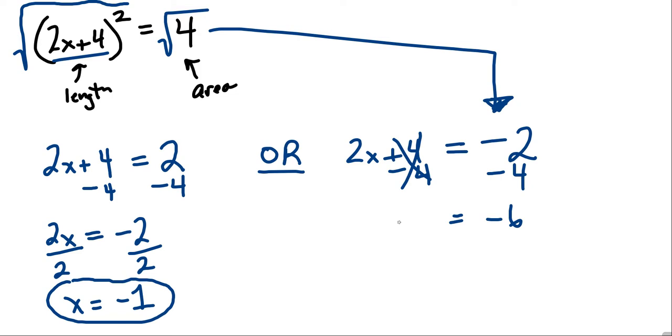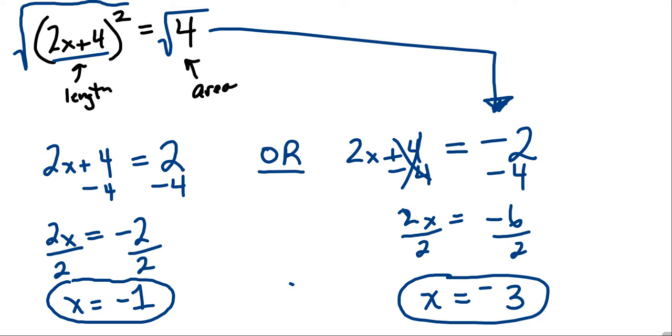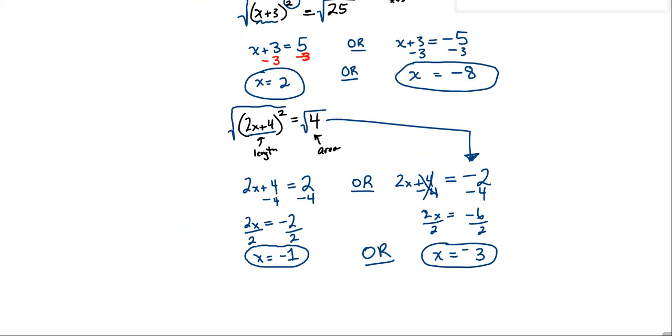And this is going away. 2x equals negative 6. Divide by 2. So we get x equals negative 6 over 2, which is negative 3. And we have "or". So we have two possibilities of answers: x equals negative 1 or x equals negative 3. That's level 2.